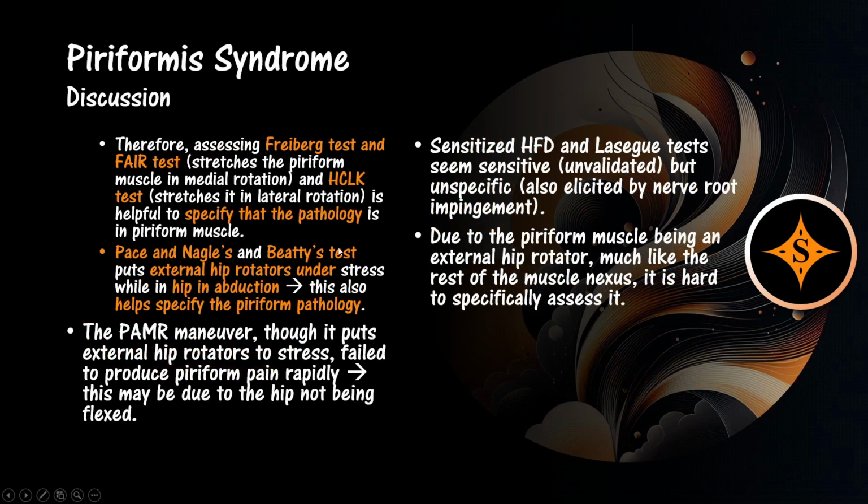That's just an example of a combination of tests that you can do to help you specify that this is actually from the piriform muscle. That is Freiberg, FAIR test, HCLK test. You can also combine other tests if you will. And then also, for example, Pace and Beatty's tests. These stress the external hip rotators while the hip is abducted. And this PAMR maneuver, this one may need to be performed a little bit longer because a lot of the load is divided into other muscles.